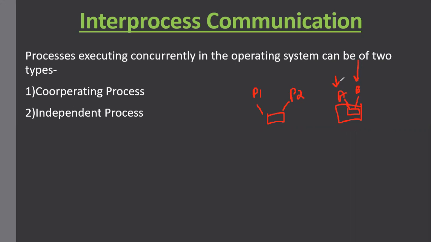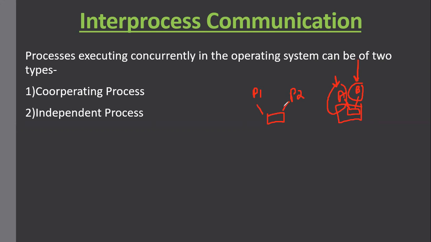Since A is using it, this will affect B, because B cannot use it at that time. And if B is using those shared items, then A will have to wait if it wants to use those items, right? Since they are sharing some resource, they will have to cooperate with each other, so they are known as cooperating. And the same thing goes for processes.